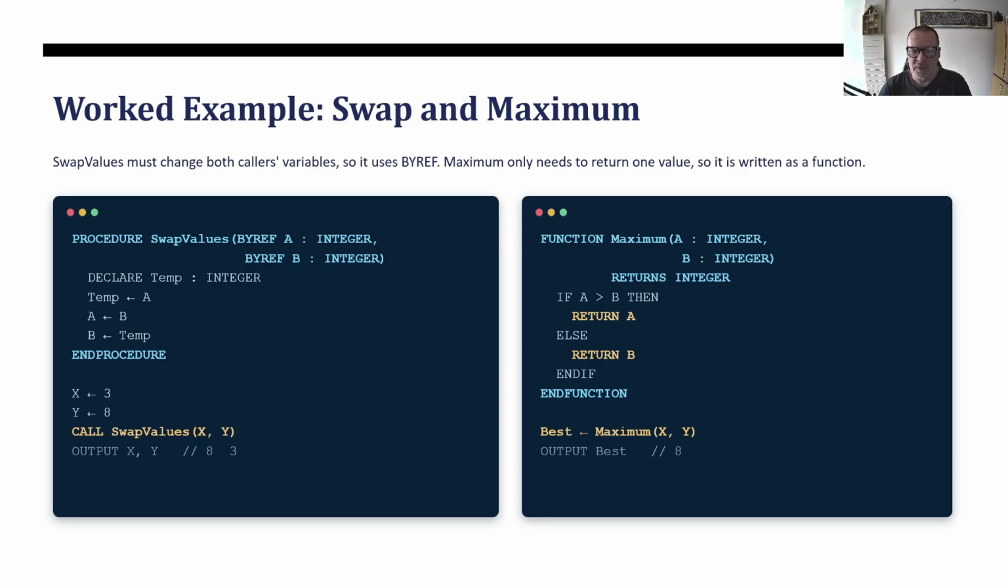So on the right hand side we have an example of a function, and this function has been used to calculate something, in this case the maximum of two values. So we're calling the function with arguments x and y, and we get copies of the values of x and y going into the parameters a and b. It works out which one's bigger and returns that one.